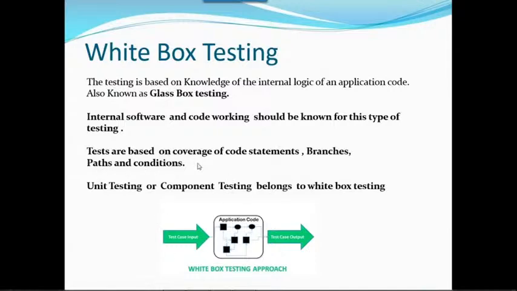The test is based on the coverage of code statements, branches, paths and conditions. The developer always tests all these things: whether the code statement is working correctly or not, branches are working correctly or not, paths and conditions, if conditions, all the things. Don't worry, we are never involved in that. So generally, we can call it unit testing.